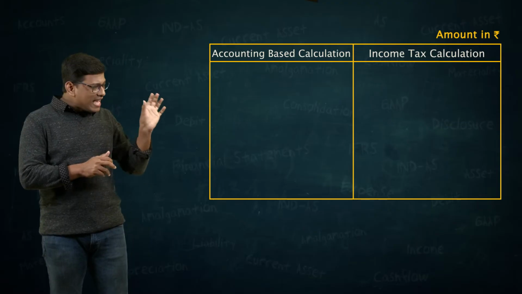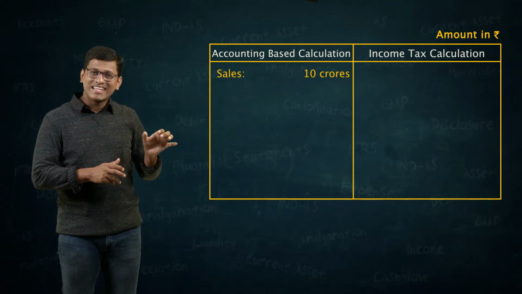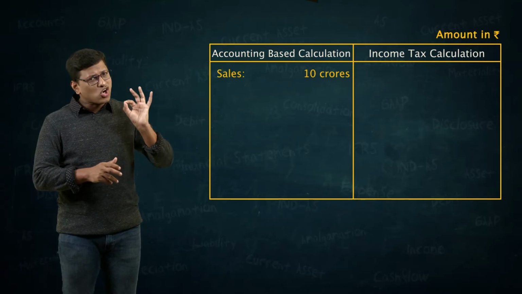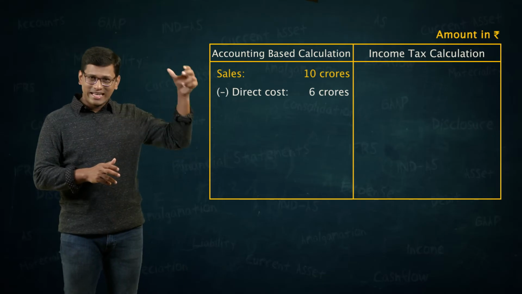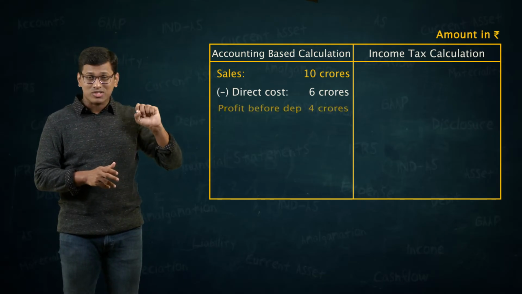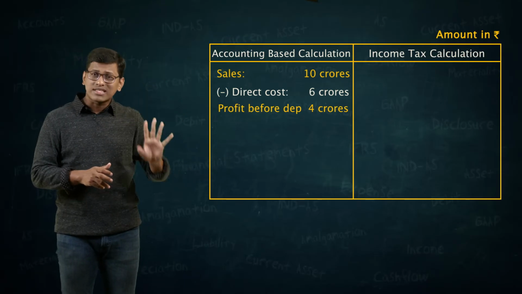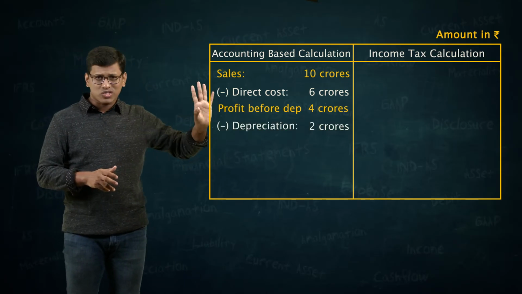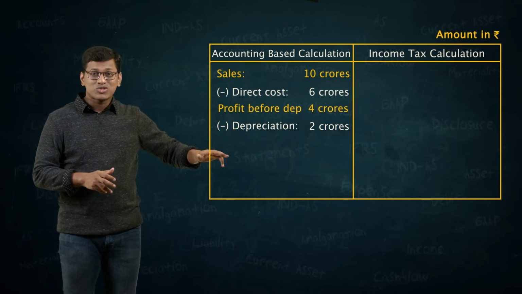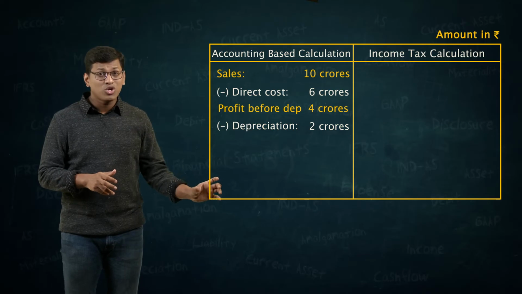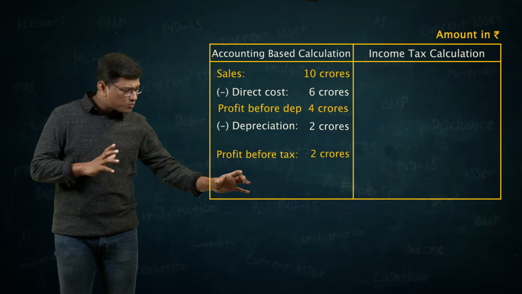Now, sales of this company, say 10 crores. Then expenses, direct costs of this company, say 6 crores. So 10 minus 6, 4 crores. Then depreciation as per Companies Act for this company, say 2 crores. So 10 minus 6 minus 2. So what is the profit right now? 2 crores is the profit. Okay, great. 2 crores is what we have as profit here.